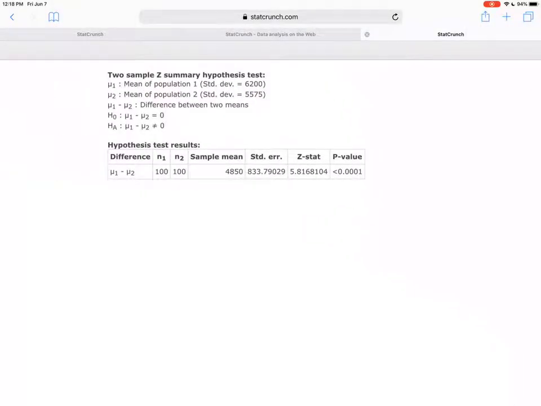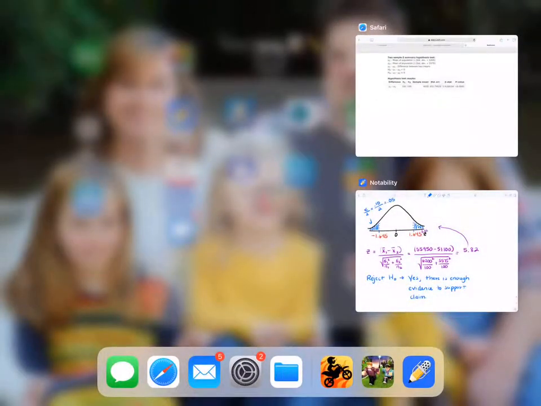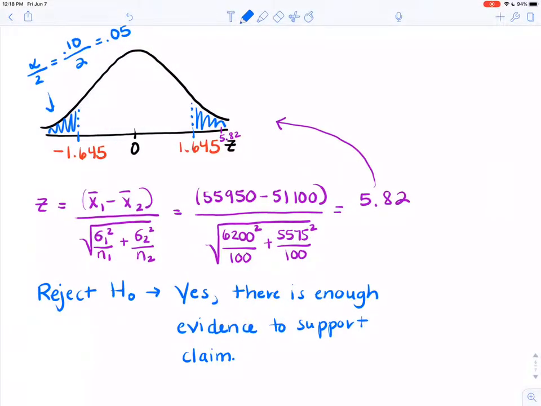All right, so I encourage you to play around a little bit with that too, because it will allow you to either check your test statistic or just more quickly calculate it, especially if you're working from the actual data values. And again, to get that p-value if you happen to need it.